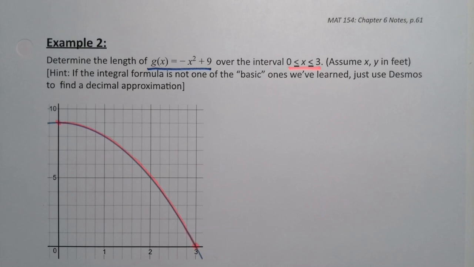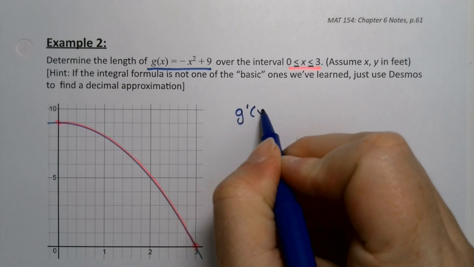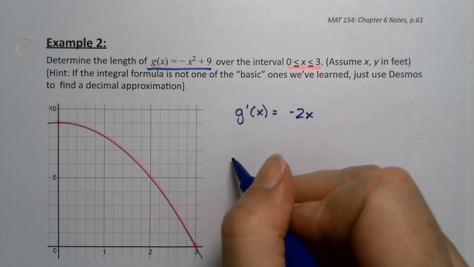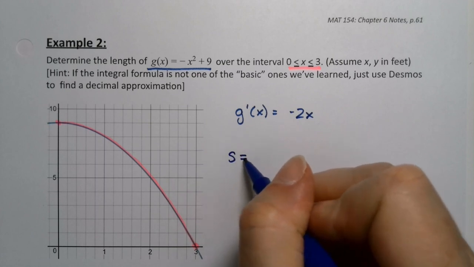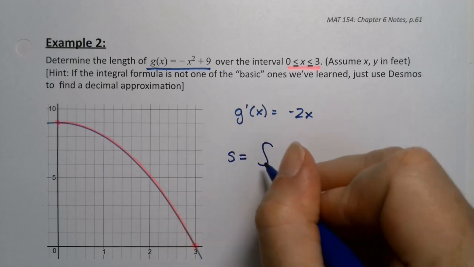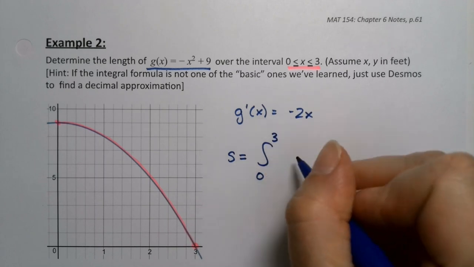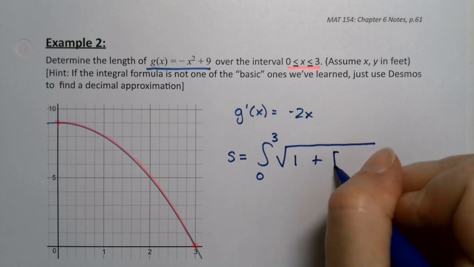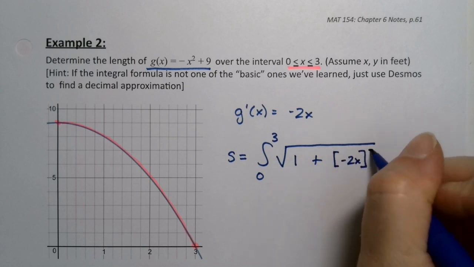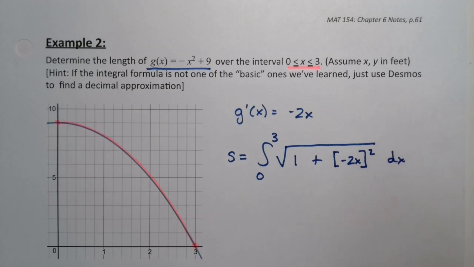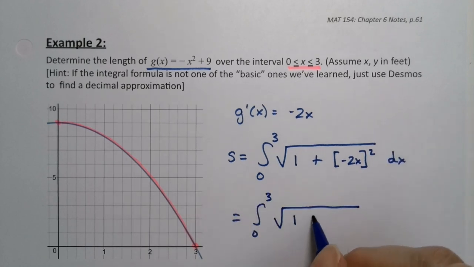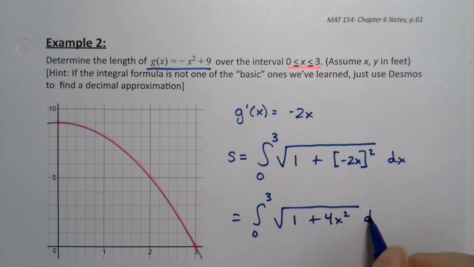All right, so we need the derivative, which is g prime of x, which is very simply negative 2x. And then the arc length, little s, is equal to the integral from 0 to 3 of the square root of 1 plus negative 2x squared dx, which is the integral from 0 to 3 of the square root of 1 plus 4x squared dx.